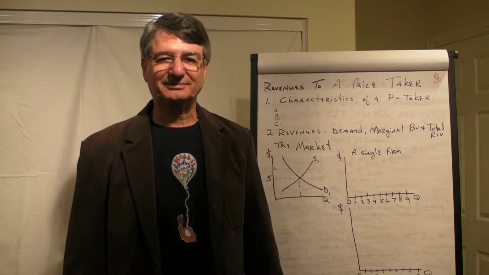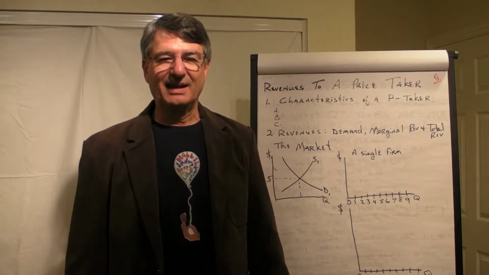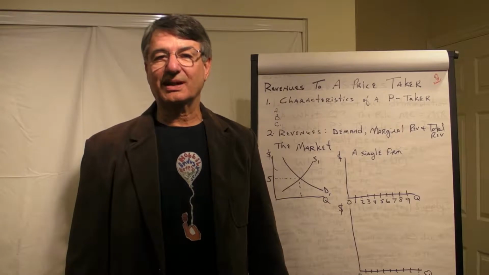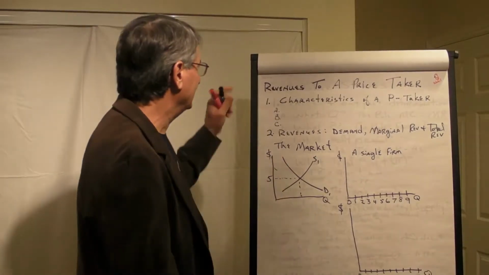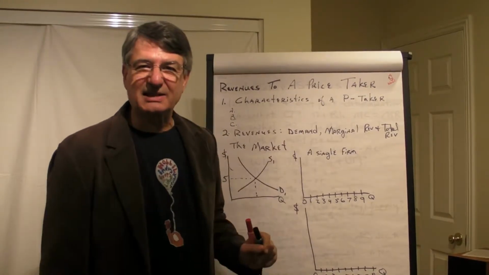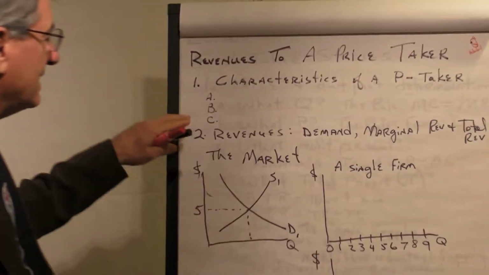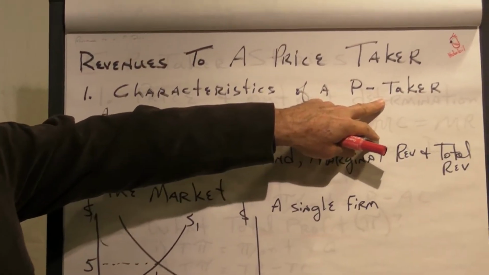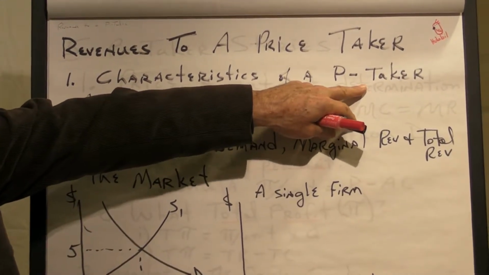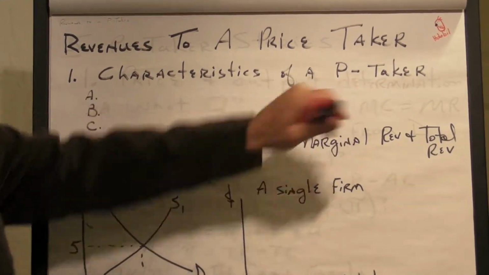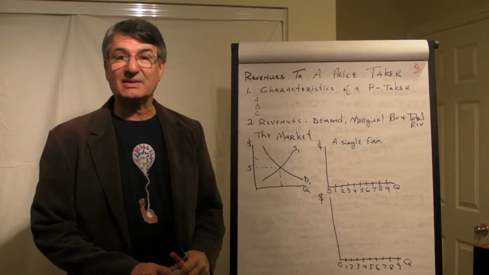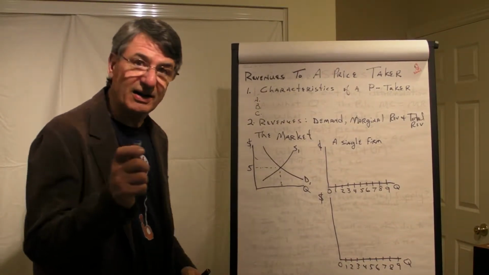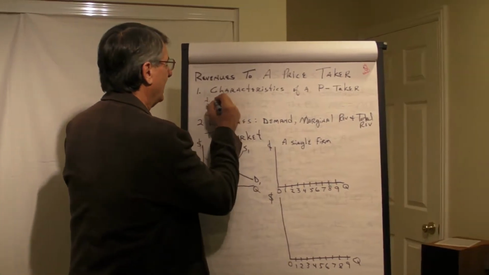3, 2, 1. Here we are at the international headquarters of the McNeil Film Studios, and today we're going to talk about revenues to a price taker. Now, a price taker, you'll recall, is a firm that operates in an industry or a market characterized by pure competition. And the characteristics of pure competition are, you'll recall, A, many small sellers.